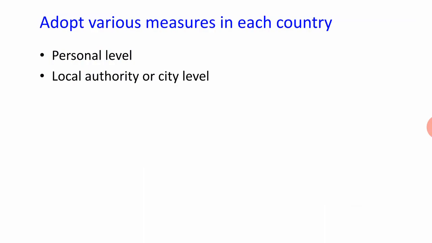Adapt to various measures in each country. Not only at the global level, but each country and individual should follow this. Where can we do this? The first one is the personal level. We need to change our personal habits, which we are going to discuss in this part. The next one is the local authority on the city level, where the municipality comes into the picture. The next one is the state or central government level, where, while permitting industries, they have to care about what kind of fuels they use for the generation of electricity and what kind of manufacturing methods they use. That is what they need to check.